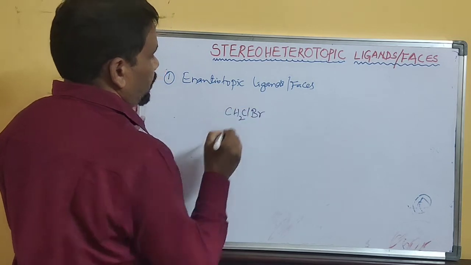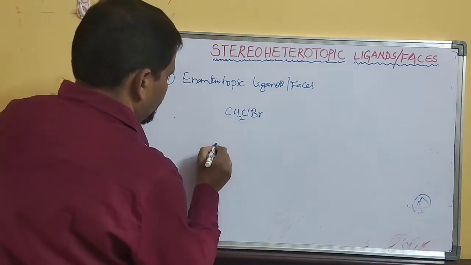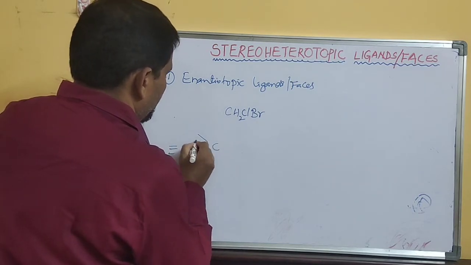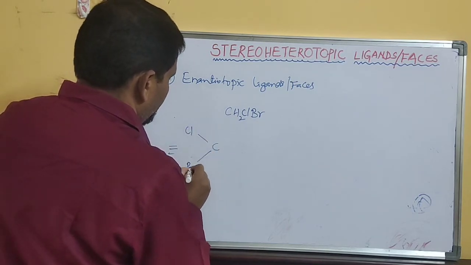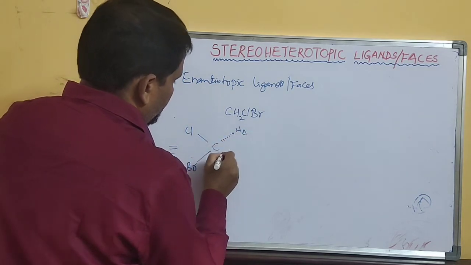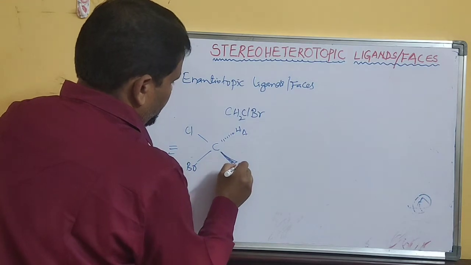CH2ClBr. So this is the molecule. Okay, this can be written as C, chlorine and bromine, and Ha and Hb.